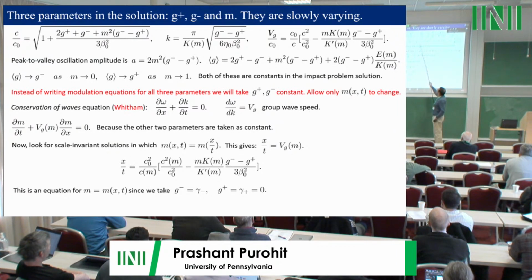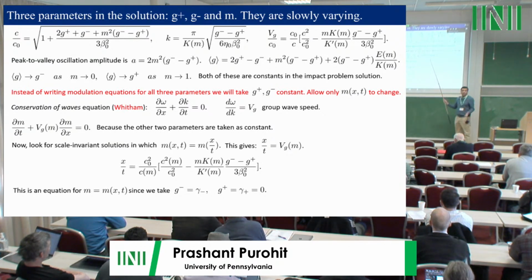The average value of g can be written in terms of these three parameters once again, and in terms of the complete elliptic integrals of the first and second kinds. You can notice that this average value of g tends to g minus as m tends to 0. That's the trailing edge of the dispersive shock wave. It tends to g plus, which is the leading edge of the dispersive shock waves.